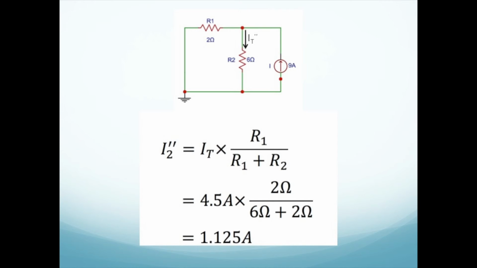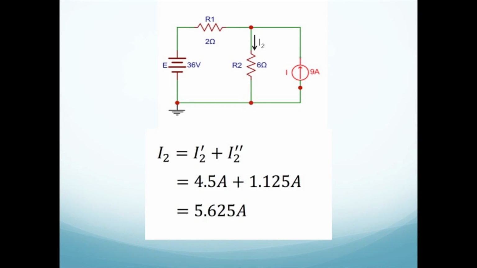This is equal to 4.5 amps times 2 ohms divided by 6 ohms plus 2 ohms, which totals to 1.125 amps. With these two currents, I2' and I2'', we can find the sum of 4.5 amps plus 1.125 amps, which is equal to the current across the 6 ohm resistor in the original circuit. This totals to 5.625 amps.